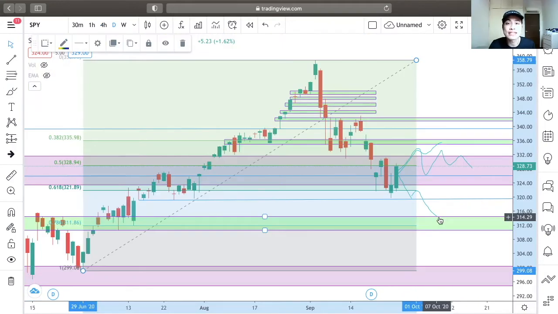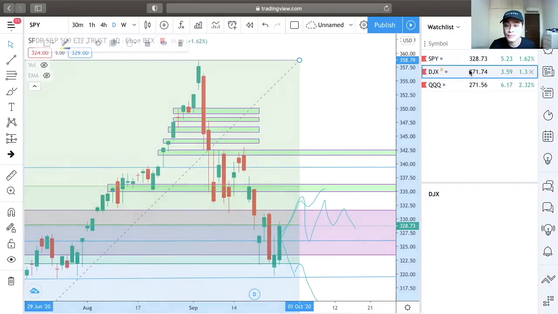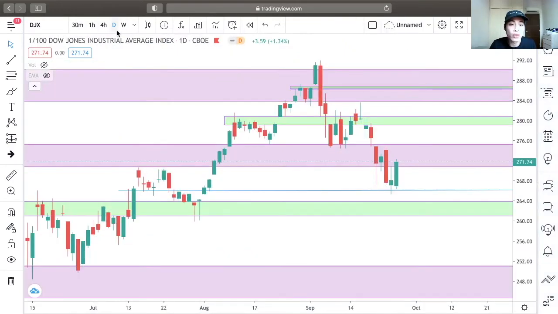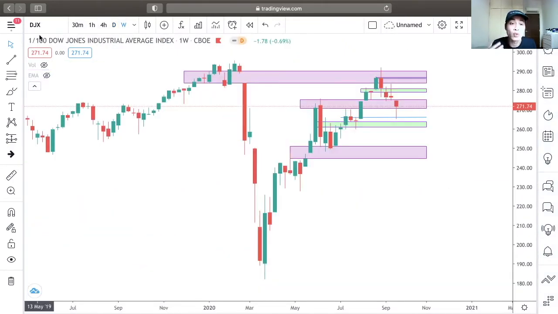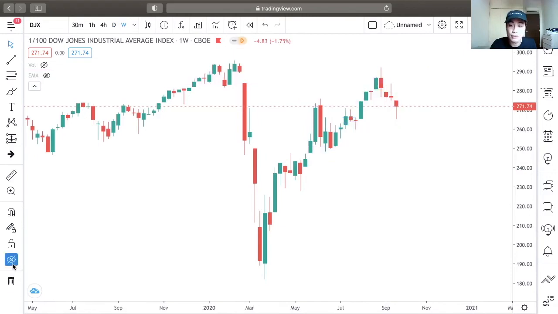That's my technical analysis for the S&P 500. The next one that we'll look at is the Dow Jones. So let's go on to the Dow Jones, and then we'll go on to the weekly time frame, and similarly we'll work our way down from there. So let me clear up the technicals.